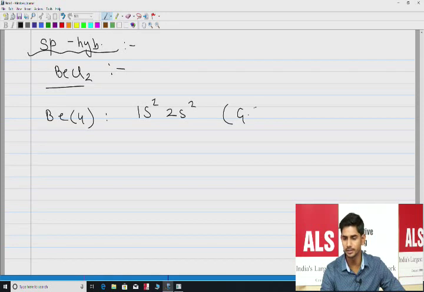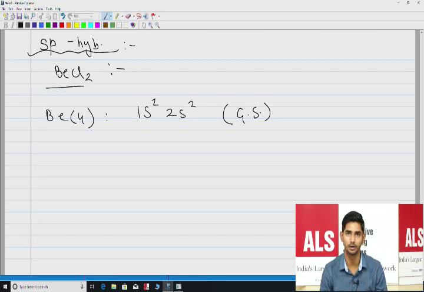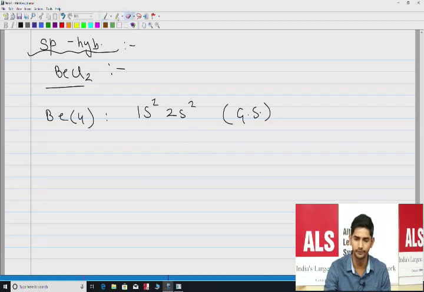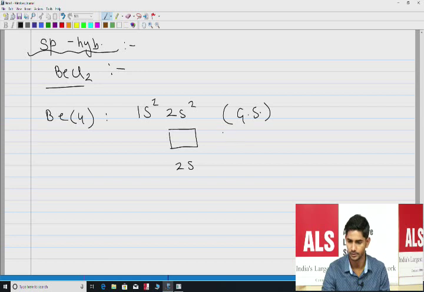This is the ground state, guys. I hope you know the difference between ground state and excited state. In the excited state, an electron goes to the next available vacant orbital. If I talk about the next available orbital, that one will definitely be 2p. This is your 2s, this is your 2p, ground state.